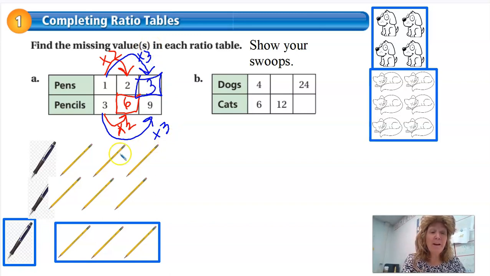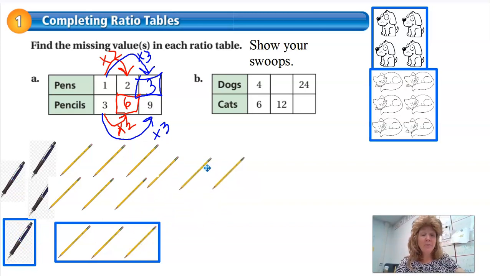So here's what we have. We have 1 pen to 3 pencils, or 2 pens to 6 pencils, or 3 pens to 9 pencils. I'm going to go ahead and drag 1 more pen over, so it's going to match. And when I drag 3 more pencils over, you can see that now I have 9. So the idea is if you keep the ratio the same, the numbers have to increase with a multiplicative factor.